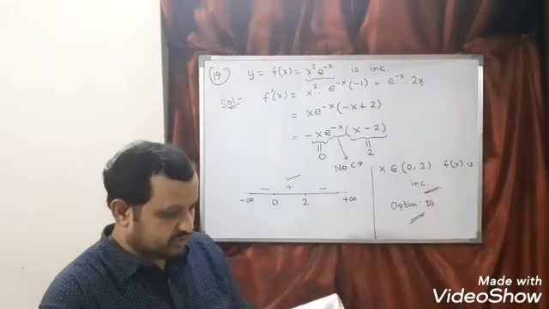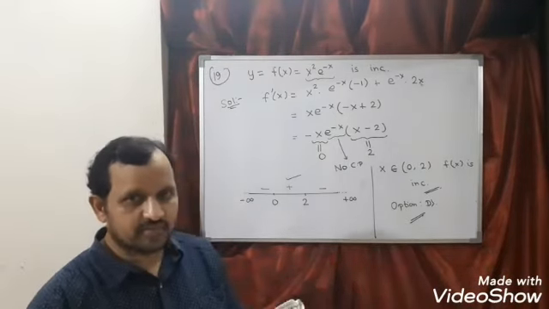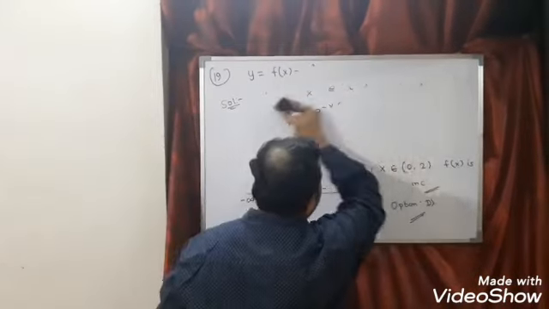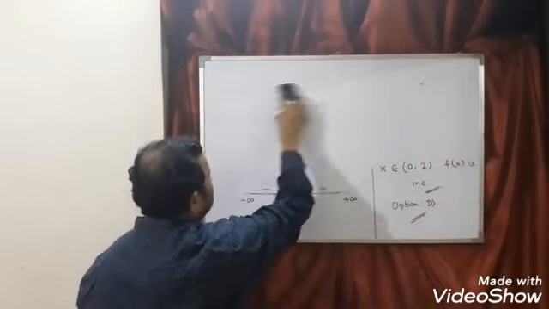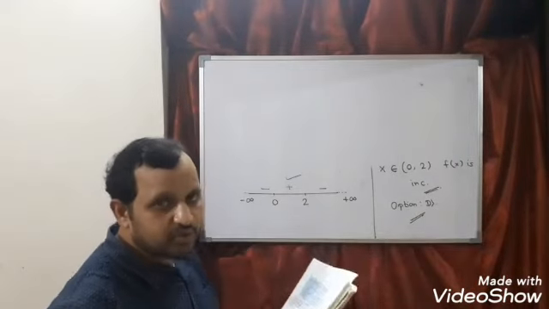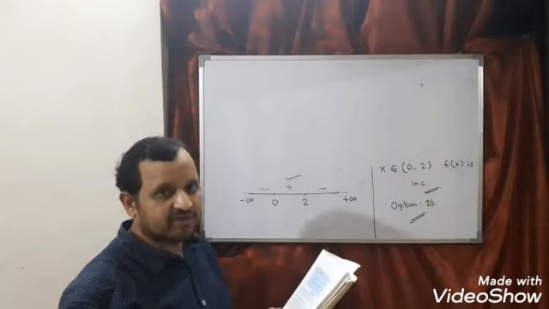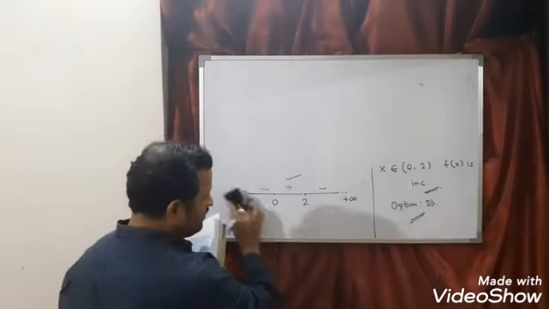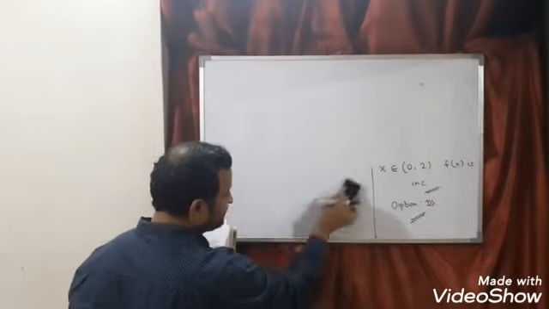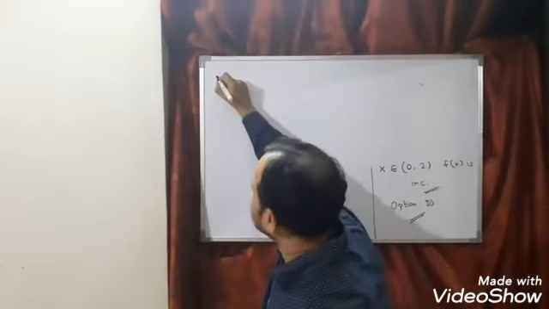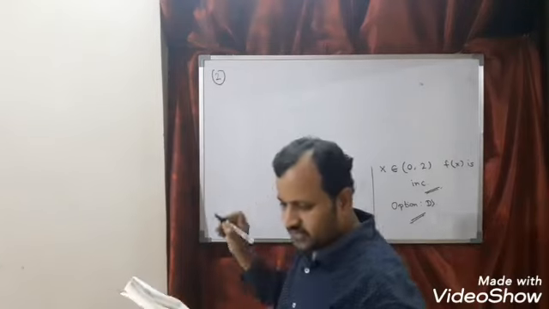Let us see one more question. Question number 2. You can see maximum questions of this exercise we can solve by using the working rule. So you should be perfect in all the steps of the working rule. So question number 2 is very simple.